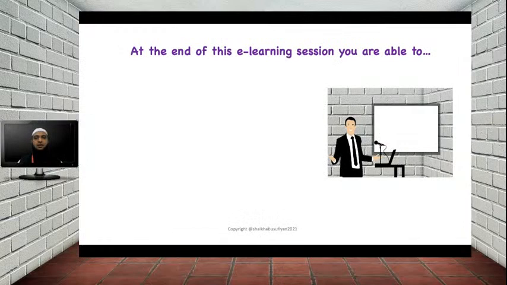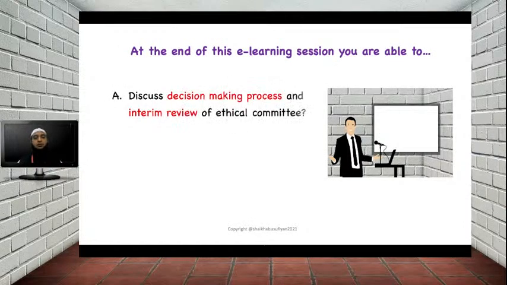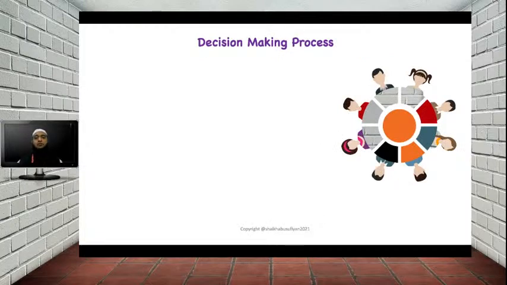Today we'll study part 5 of drug discovery and development. At the end of this e-learning session, you will be able to discuss the decision making process and interim review of the ethical committee, and explain GCP, that is, good clinical practices guidelines. So let's start with the first part of the session, that is, decision making process.